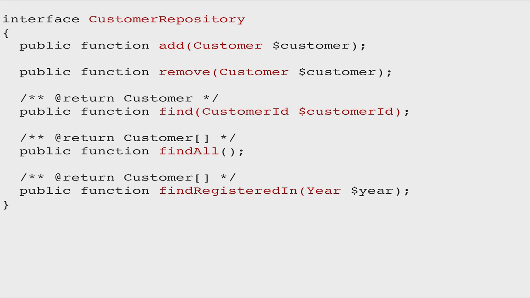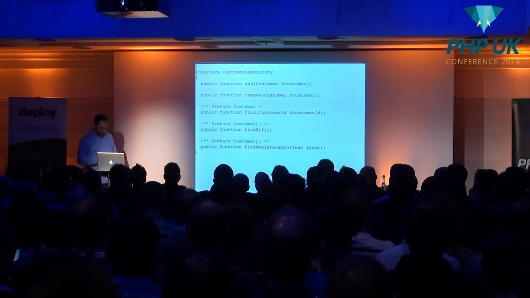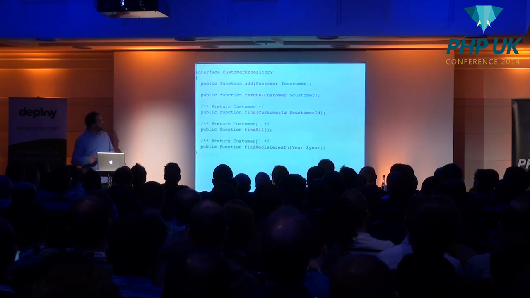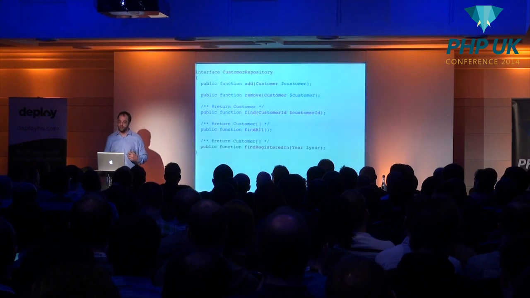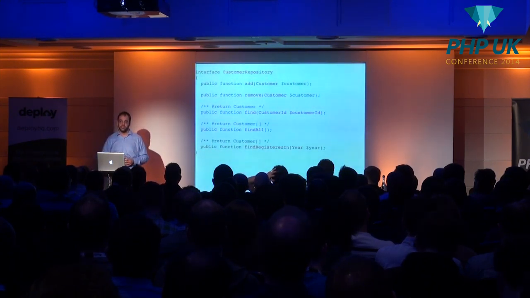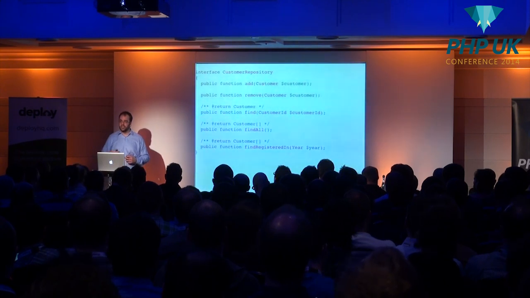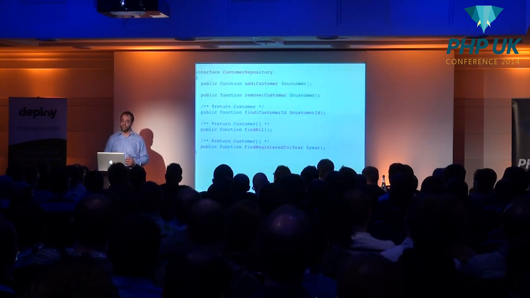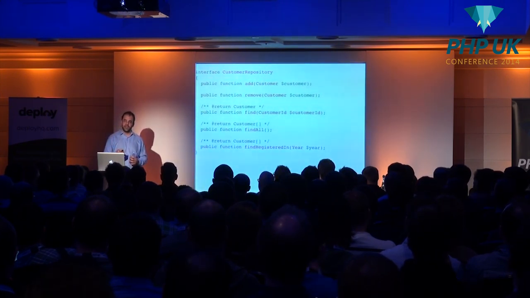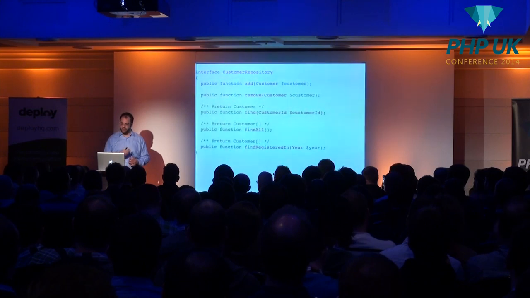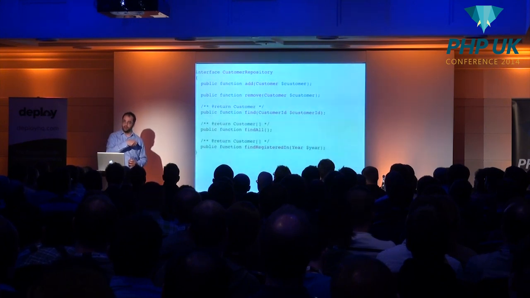The approach that I like more is collection-oriented repositories. So if you look at this interface, at these methods that the customer repository defines, add, remove, find all, find registered in year, these kinds of things, these are methods that work just as well on a collection. If this was an in-memory collection, the interface would look exactly the same. You would never write an in-memory collection object and have methods like persist on there, or save, or stuff like that. So this interface doesn't betray that in the background it's maybe saving these customer objects to a database.